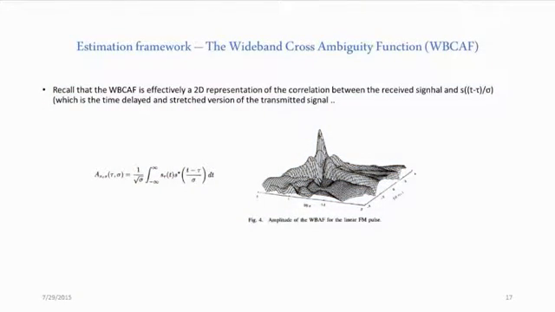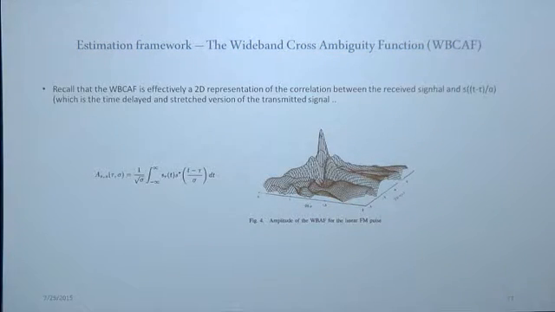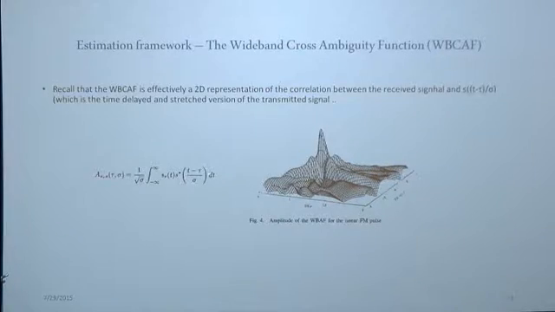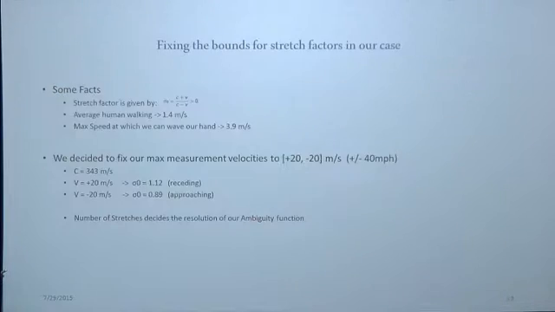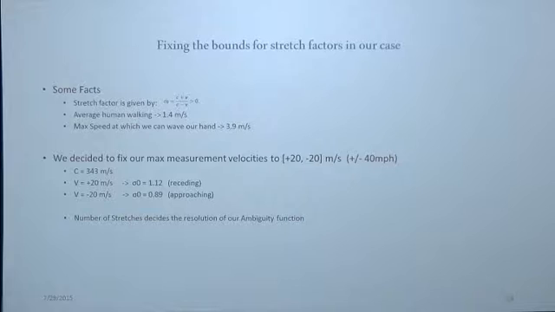So going into some more detail on the estimation framework, that is the wideband cross ambiguity function. I just want to remind you that it is a 2D representation of the transmitted and the received signals. This is the stretch factor like I mentioned before. We decided to go for the following stretch factors based on these constraints. We decided to measure velocities of objects of plus or minus 20 meters per second, extremely sorry for that.